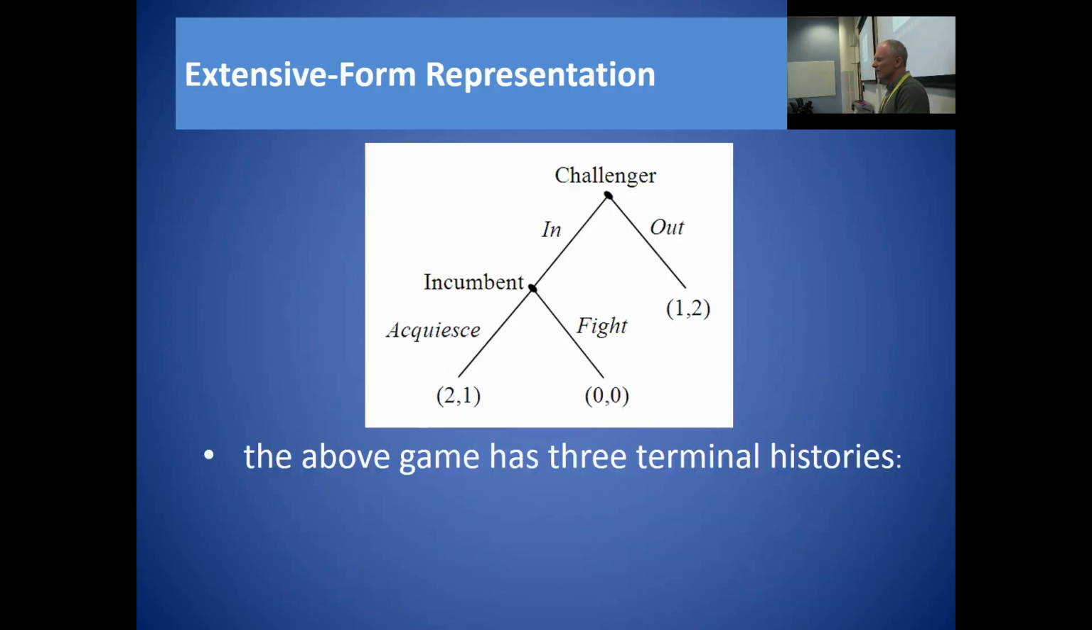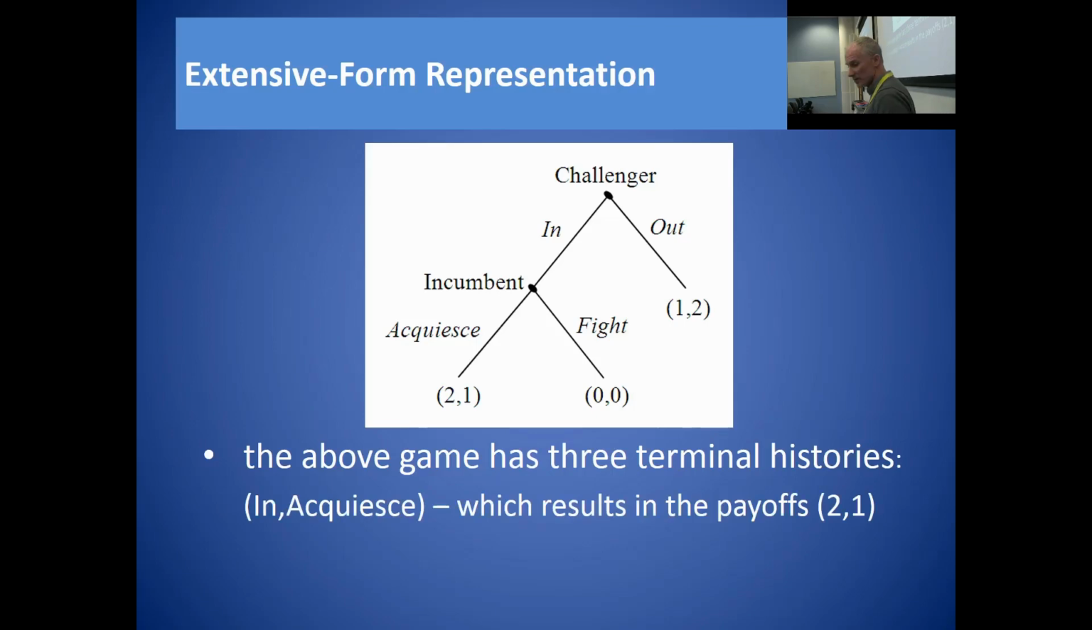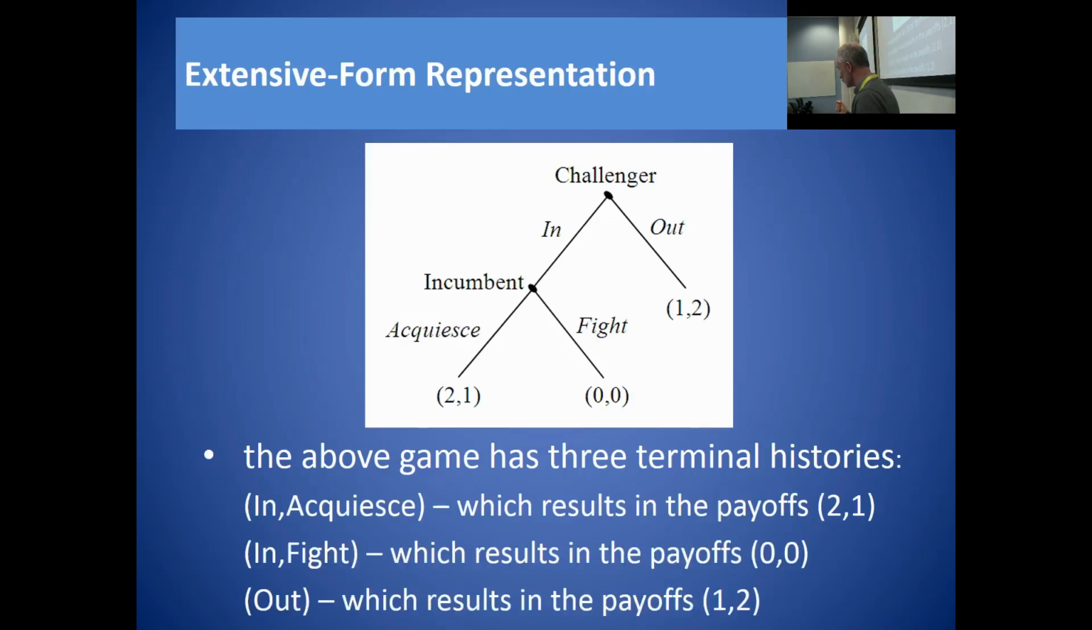So, what we've got here then are three potential outcomes in this game. And we can describe these outcomes as terminal histories. And all a terminal history does is trace out the series of actions until the game ends. And so, our three potential endpoints, three potential outcomes for this game, are in-acquiesce, which results in a payoff of 2 to the challenger and 1 to the incumbent. That's one potential outcome.